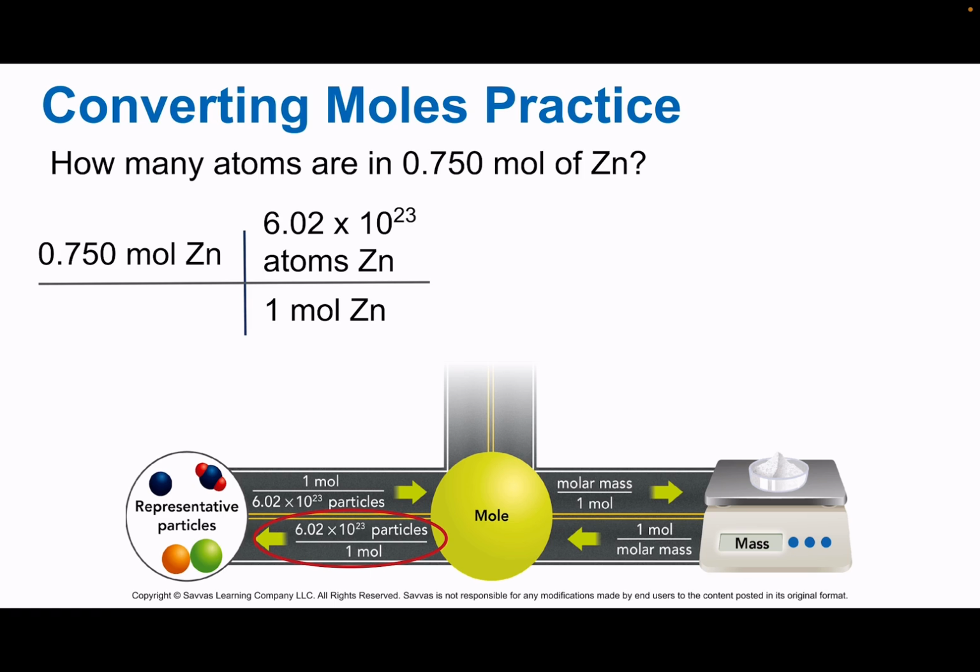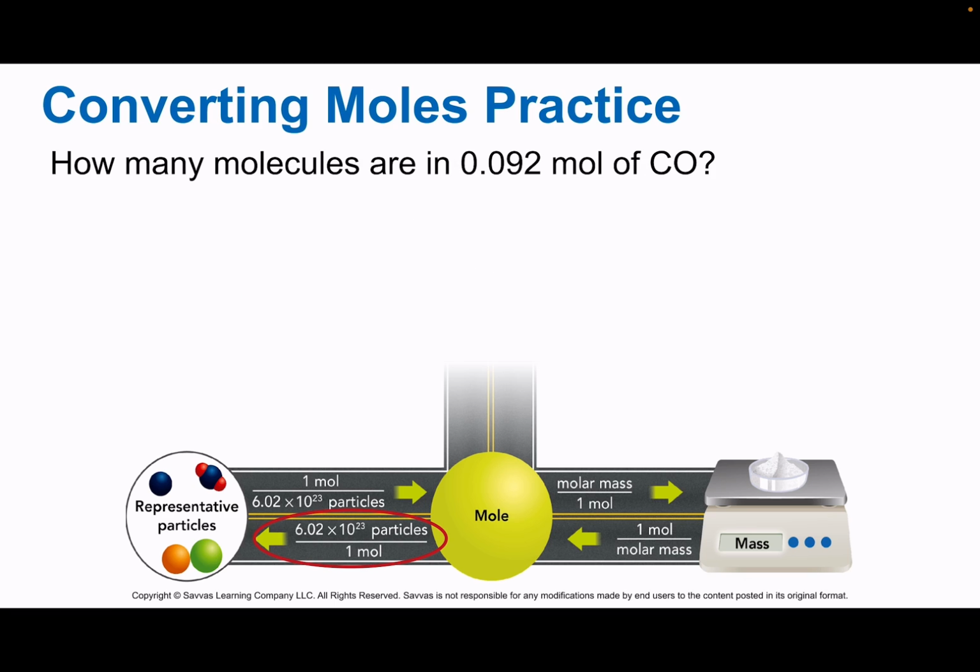The answer is 4.52 times 10 to the 23rd atoms of zinc. Next question, how many molecules are in 0.092 moles of CO? So our representative particle is changing. I'm going to set up a T table. We're going from moles into molecules.